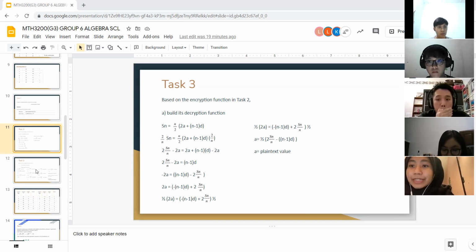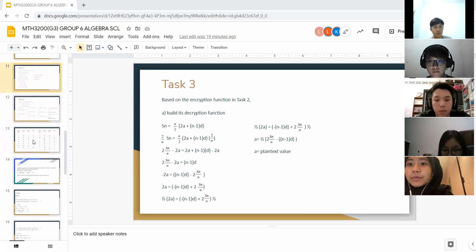Okay. Hello. So for task 3, the question asks us to build a decryption function. So based on task 1 just now, we already derived the equation so we can get the formula for the arithmetic series. So to build the decryption function, we need to arrange the variables so that we can get A as the subject, because to decrypt, we want to know the plain text value. So now, after arranging all the variables, we get A as subject, so we can find the plain text value, and this is the decryption function. Okay, next.